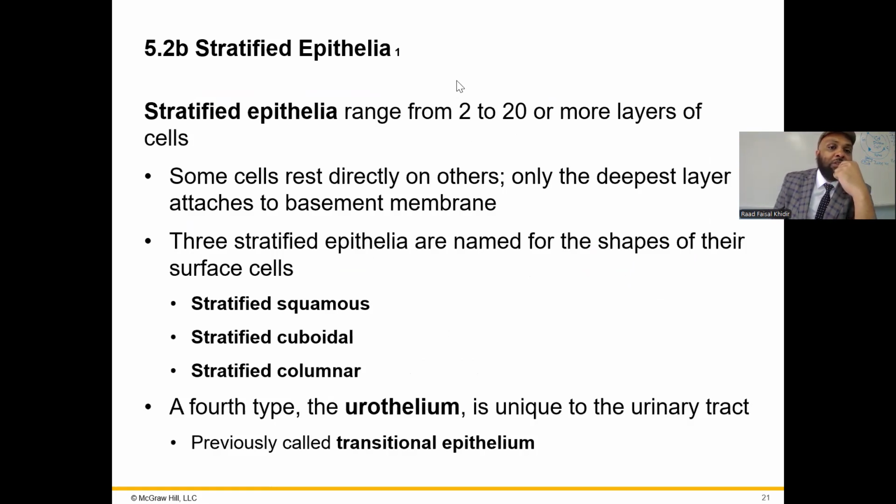Stratified epithelia range from 2 to 20 or more layers of cells. Some cells rest directly on others. Only the deepest layer attaches to the basement membrane. There are 3 stratified epithelia that are named for the shapes of their surface cells, known as the stratified squamous, stratified cuboidal, and stratified columnar. The 4th type is known as the urothelium and is unique to the urinary tract. It used to be called transitional epithelium.